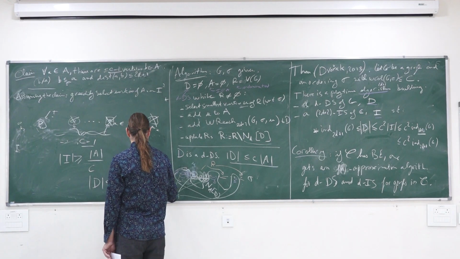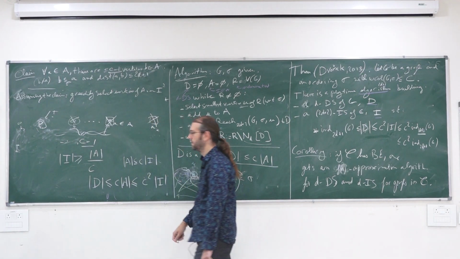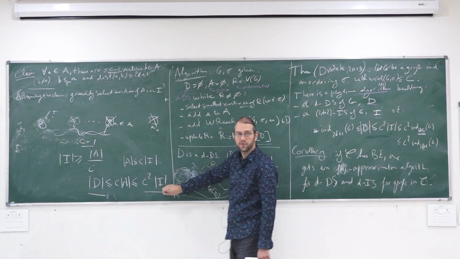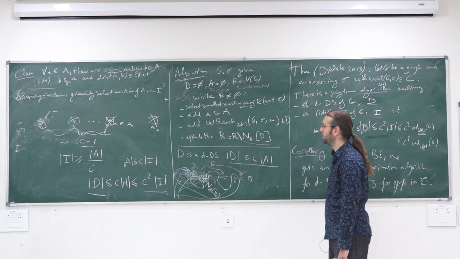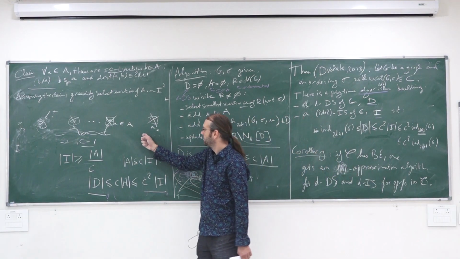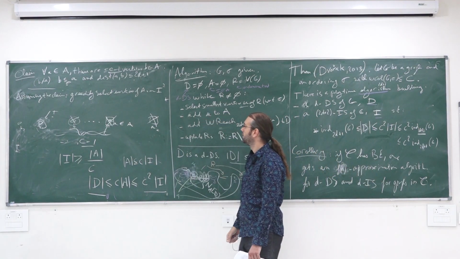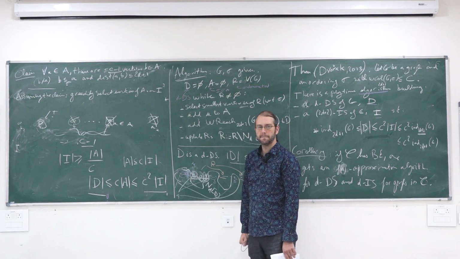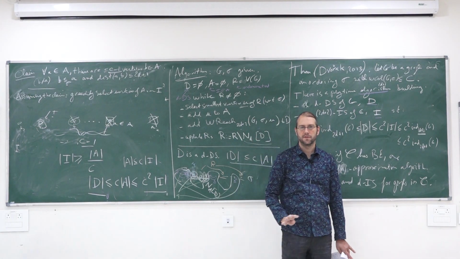Yes, so that you get C squared I, right? So you get that. D is at most C squared I, which is exactly what I wanted to do. And this is a distance 2D plus 2 independent set. Of course. Okay? So this is the description of my algorithm.